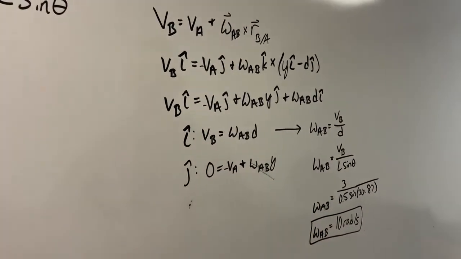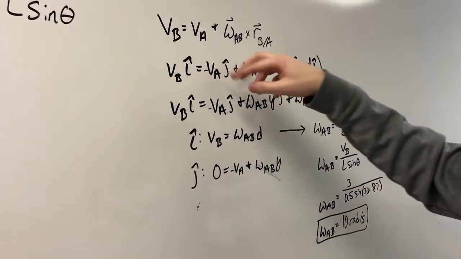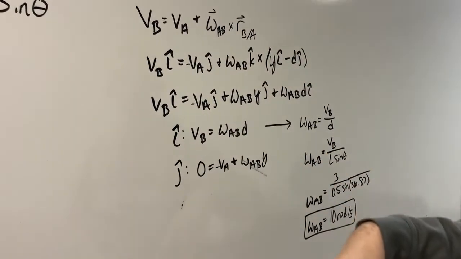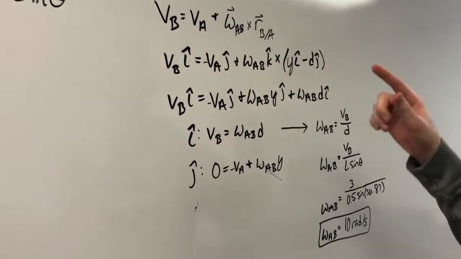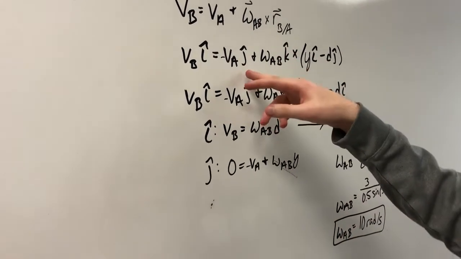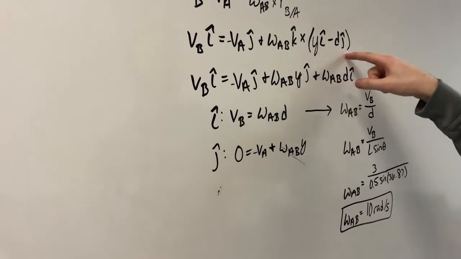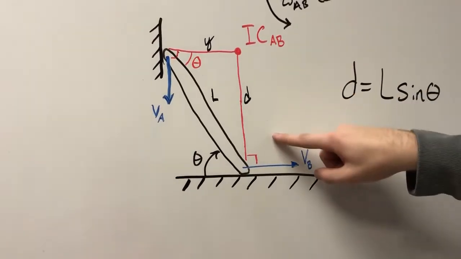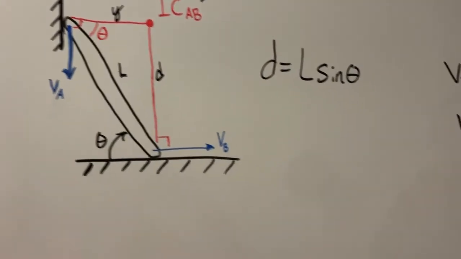First off, we're going to start by creating a velocity equation from A to B. VB equals VA plus angular velocity AB cross product with our distance R. First, you're just going to set everything in terms of I and J. So VB, since it's going horizontal, is going to be in the I direction. VA, J, angular velocity K, and our Y and D, which we labeled right here, the distance to the instant center, in the I and J components.